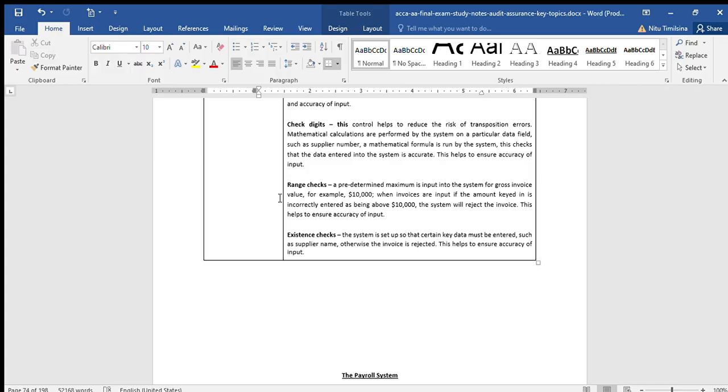Existence check. The system is set up so that certain key data must be entered, such as supplier name, otherwise the invoice is rejected. This helps to ensure the accuracy of input.